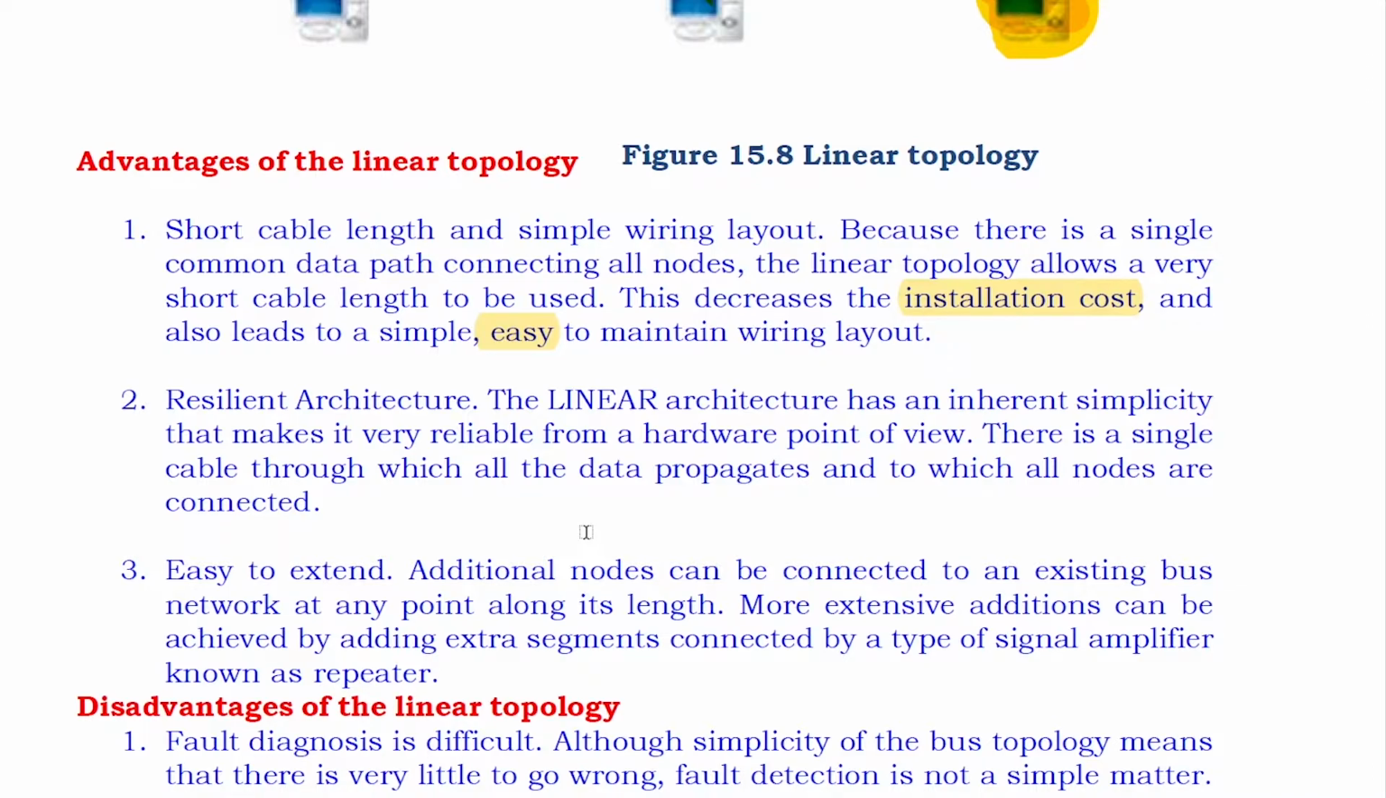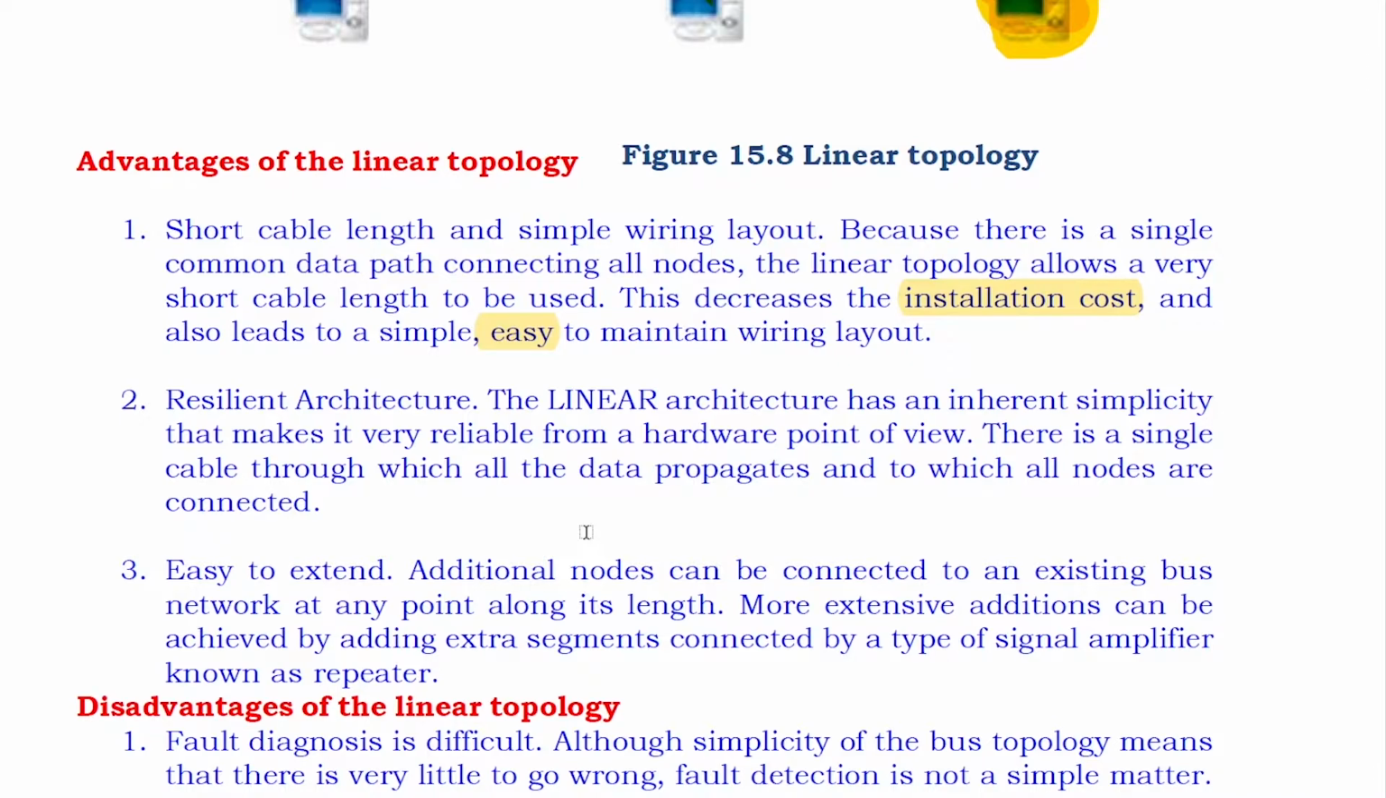And one more advantage is that extending the network is very simple and easy. Additional nodes can be connected to the existing bus network at any point along its length. More extensive additions can be achieved by adding extra segments connected by a type of signal amplifier known as a repeater. So it's also very easy to extend. If there is sufficient space, you can connect one or more nodes to the same common cable. Otherwise, you can extend by using repeaters, like amplifiers.